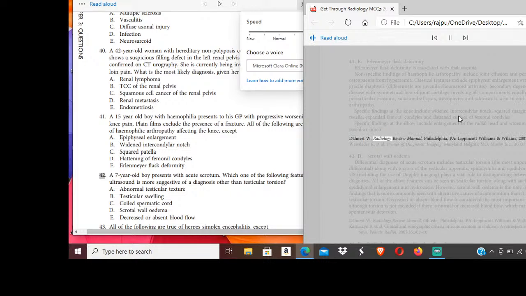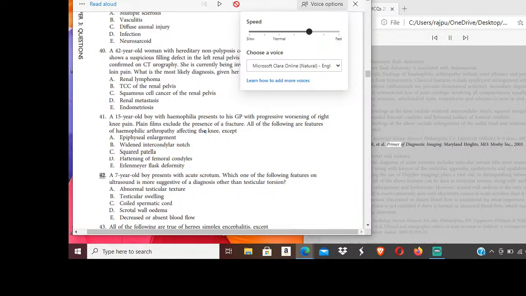Dähnert W. Radiology Review Manual. Philadelphia, PA, Lippincott, Williams & Wilkins, 2007. Weissleder R, et al. Primer of Diagnostic Imaging.